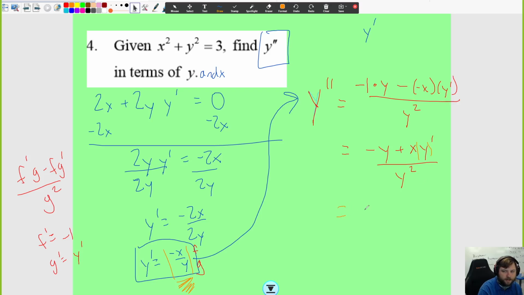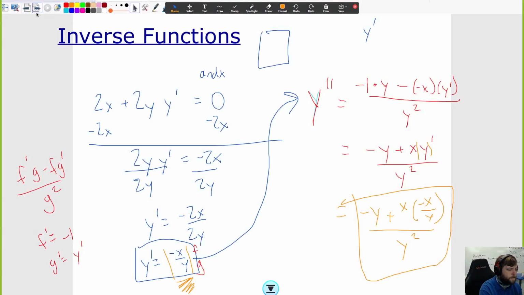So actually, my final answer is negative y plus x times negative x over y, all over y squared. Would I simplify that? No. Too much work. Super gross. They don't say to, and I'm not even going to try. I mean, you don't like fractions in fractions, but too much work. All right, that was it for those. I'll do more work if people request it, or maybe some more tomorrow if you need them.